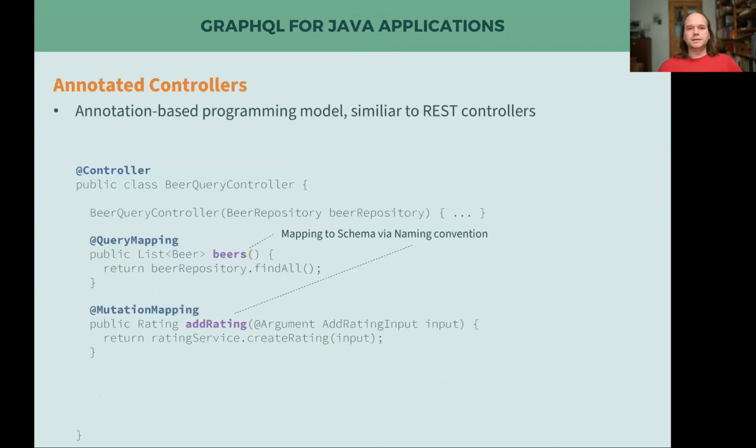And the idea is that we're using controller classes like we would do with REST, but with different annotations. We can, for example, specify a query mapping for fields that are on your query type, again, the beer example. And then you write more or less normal Spring beans. You can have a mutation mapping. And again, the field names here must match the field names in your schema.